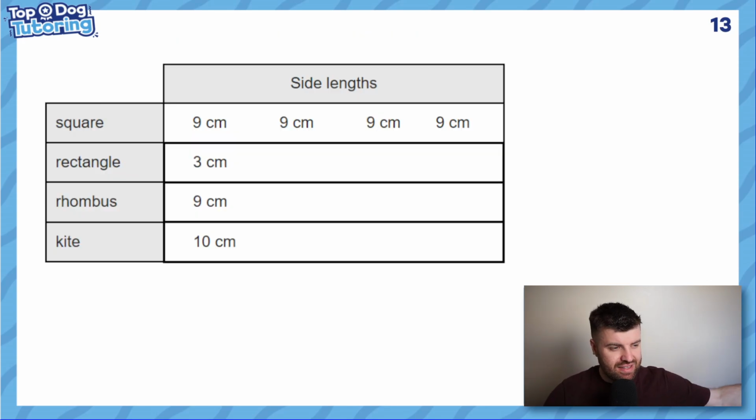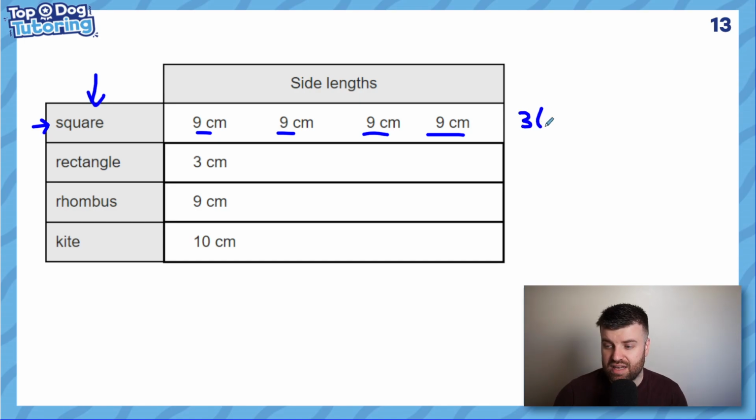Next one, this is from the 2013 paper, and it's testing here if we understand the link between perimeter, which we're talking about in this video obviously, but also our geometry. Do we know the features of a square? What makes a square a square? Well, this one's given for us. The side lengths here are 9, 9, 9, and 9. So we know every side's the same in a square. The total perimeter here is 36 centimeters.